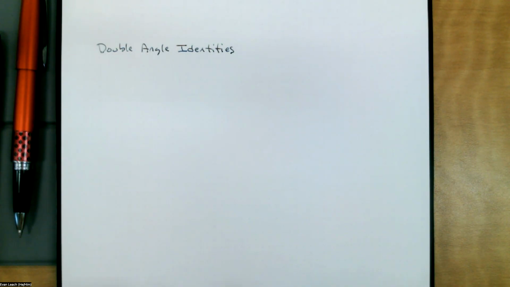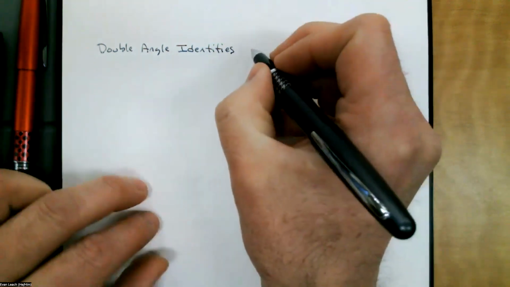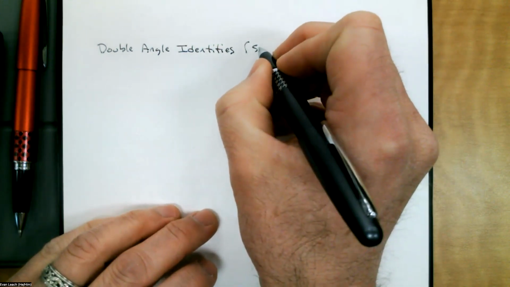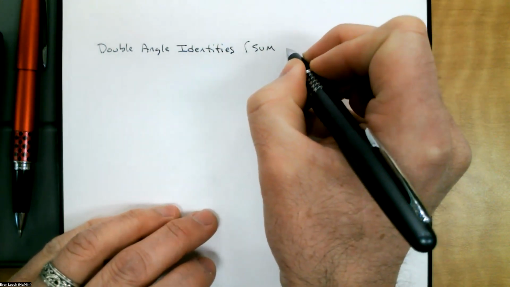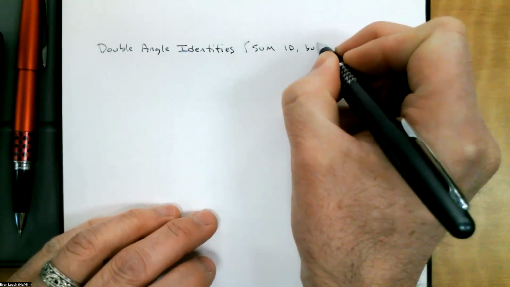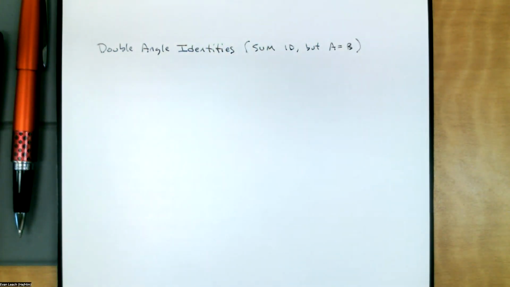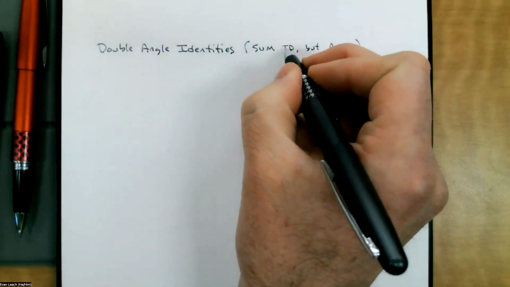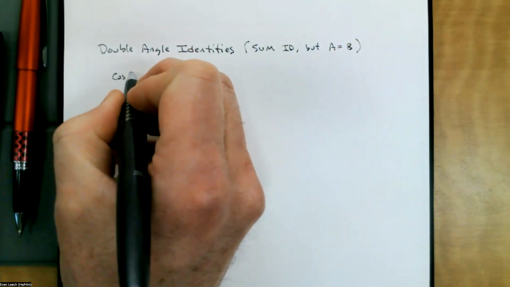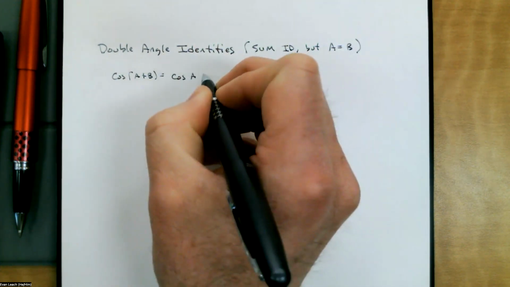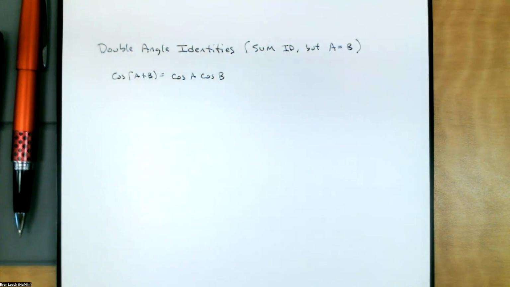So the next category is double angle identities. This is just going to make A equal to B in the sum identities. So this is not new. This is just a modification of the old ones. We're just going to take the sum identity and make A equal to B. We're also going to get the opportunity to remember our sum identities.